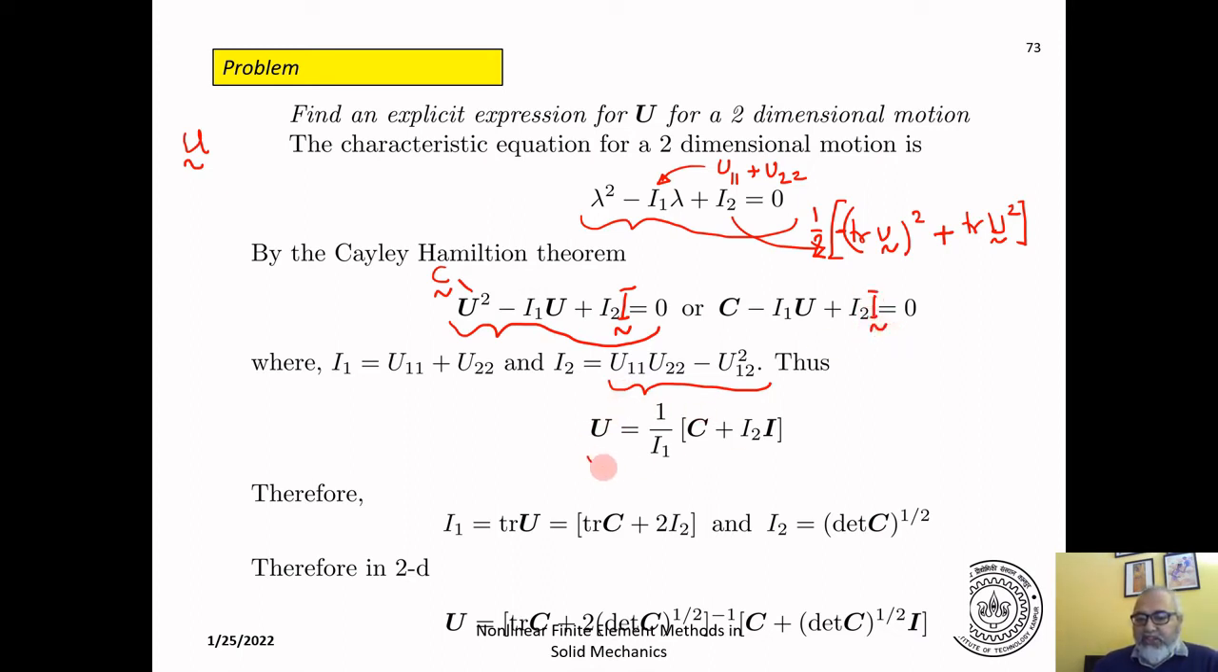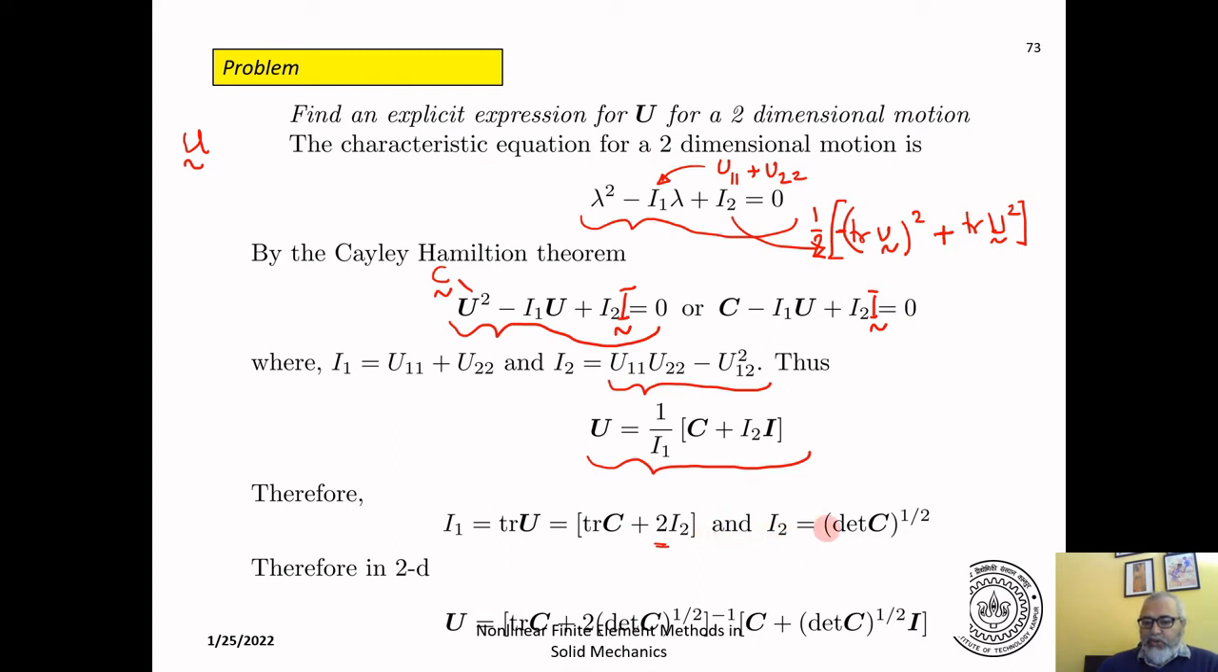So then this is the u that I get. Now I1 can be easily determined. It's a trace of u. And the trace of u, since u is this, would be trace of c plus I2 times trace of I, which is in the 2D case just 2. Okay, so from here we have an expression for I1 in terms of c.